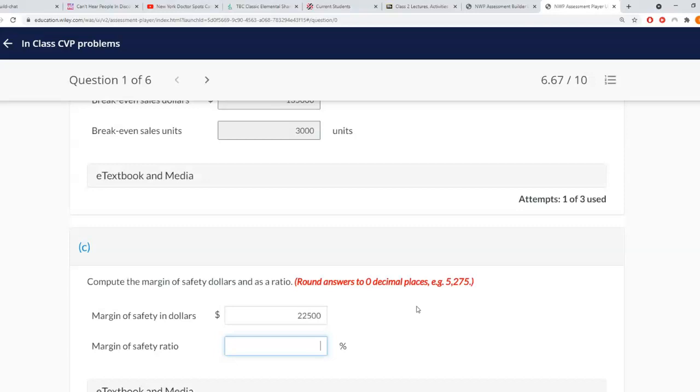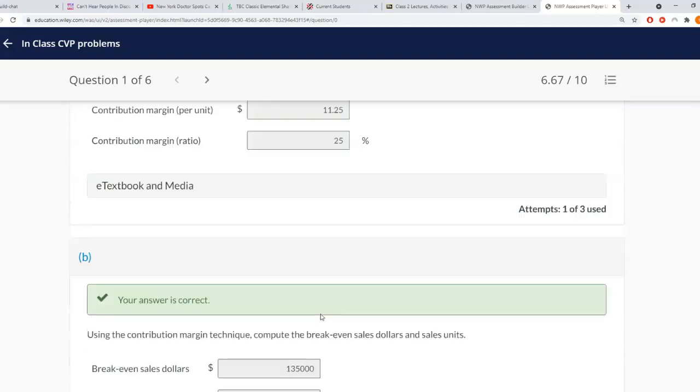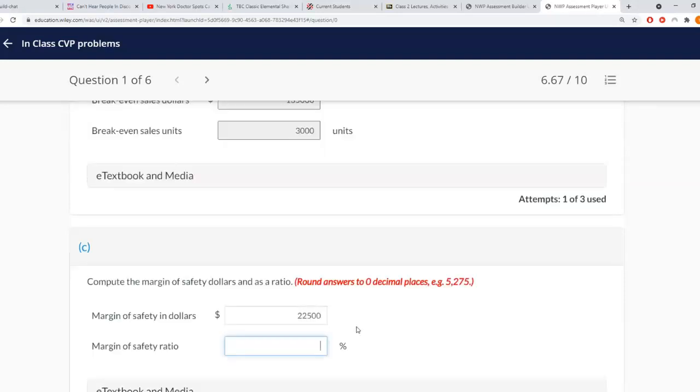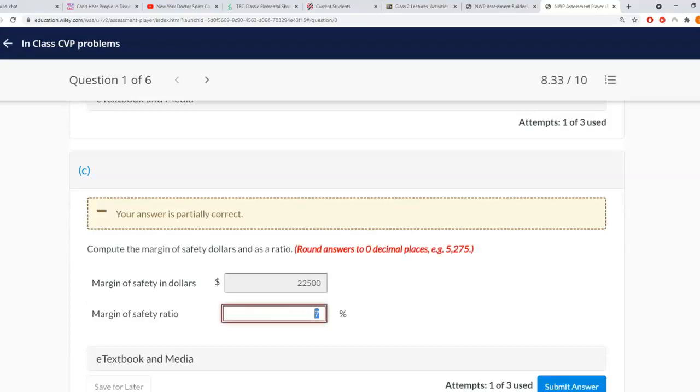Okay. So it will be around 7.14%. Margin of safety divided by the total sales, which is 157,500. Okay, so it's the margin of safety divided by total sales, 22,500. Right. It will be 7. I got 7. Maybe I did it all together. Let me try it. 7 is wrong.